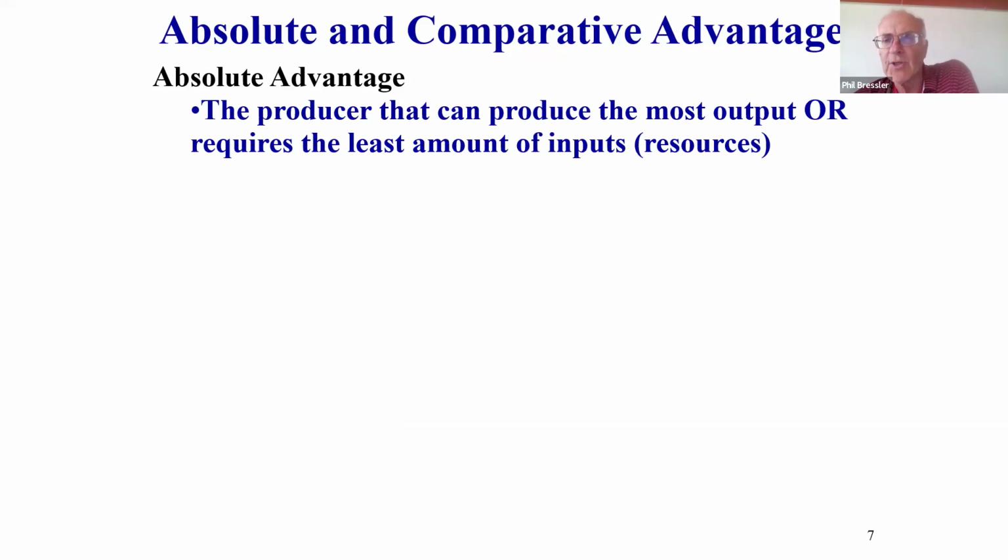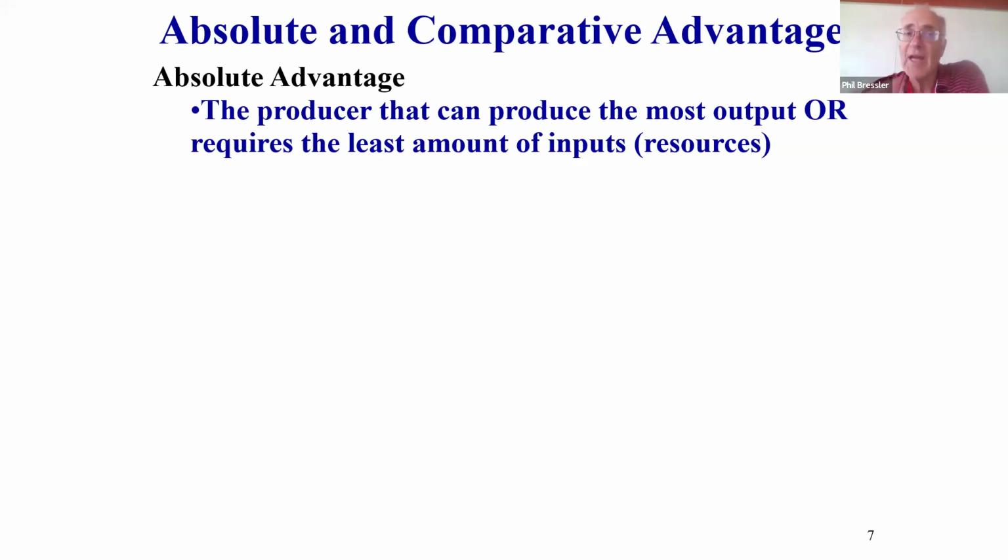is who produces the most output. So if you're thinking like cars, who could produce the most cars? Who could produce the most computers? Who could produce the most corn? Or the least amount of inputs? Who could use the least land to produce the corn? Who could spend the least amount of hours to make a car? Those would be inputs. All right.